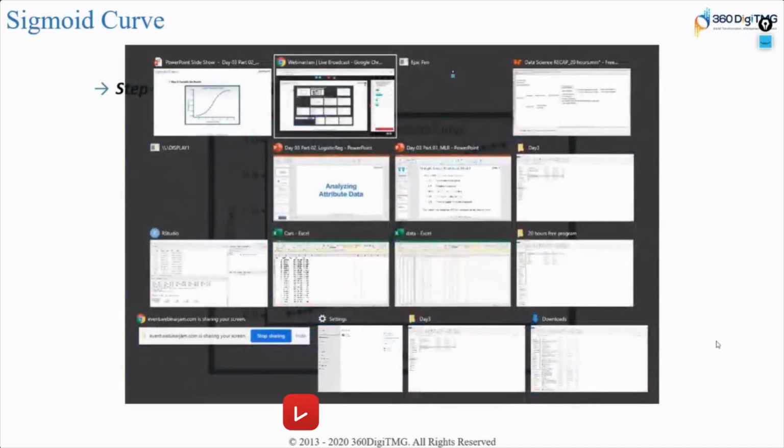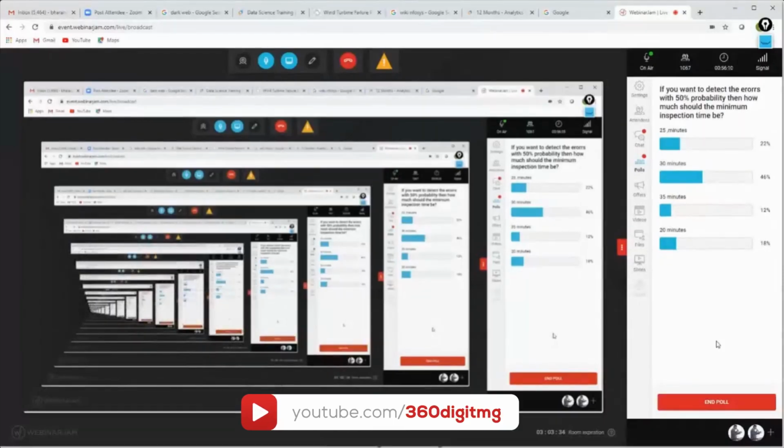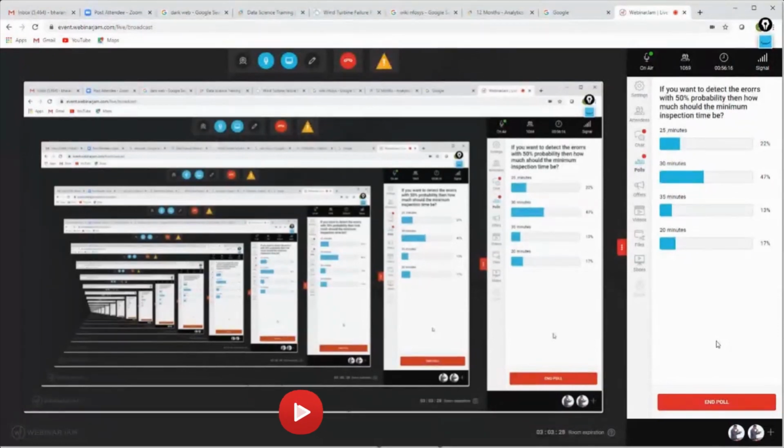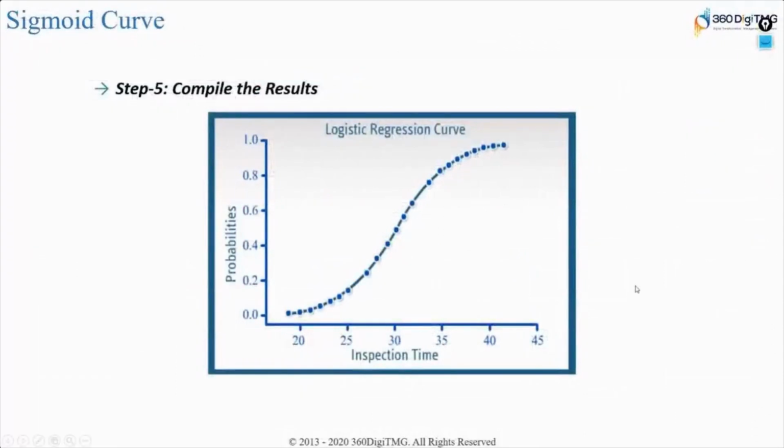Let me see. Interesting. Variety of questions. Sorry, variety of answers is what I'm observing here. Wide variety of answers.